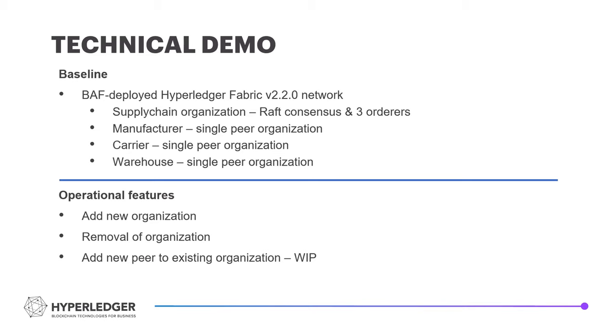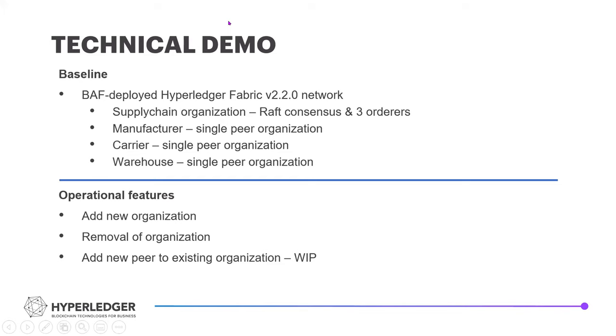Expanding on the use case, what we want to do is add a new organization, a store organization, to the existing channel. Also, we'll remove that particular organization. What we're going to show is that the whole complex process of adding and removal can be done using BAF in a consistent way, as we showed in the previous slide.